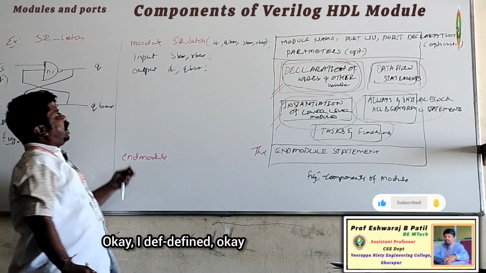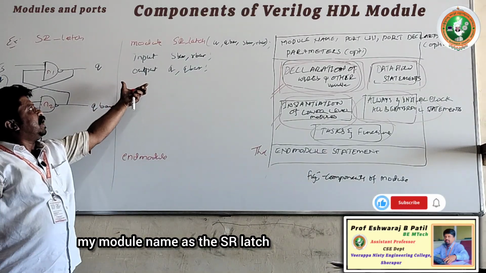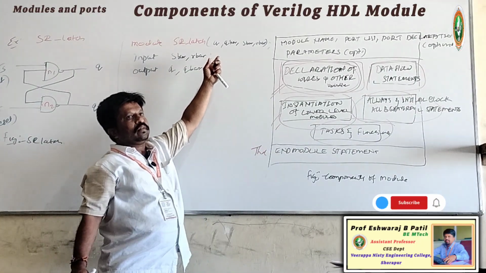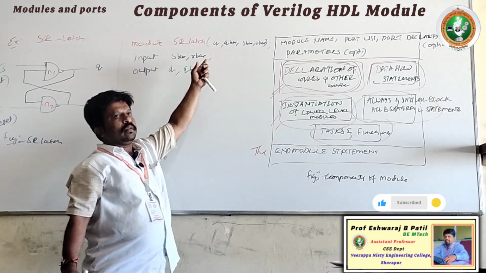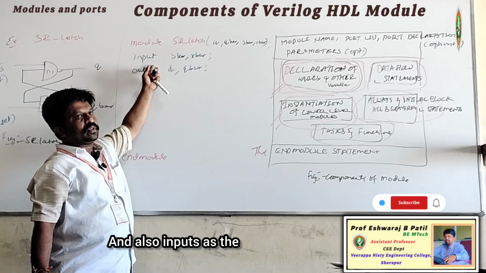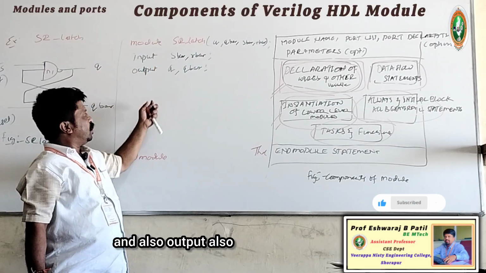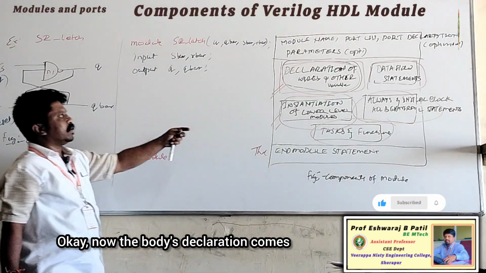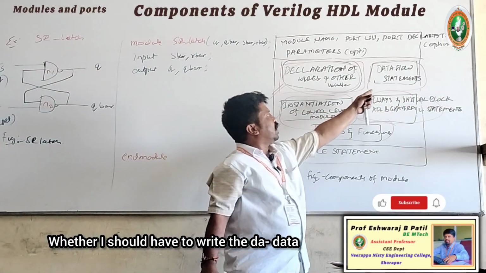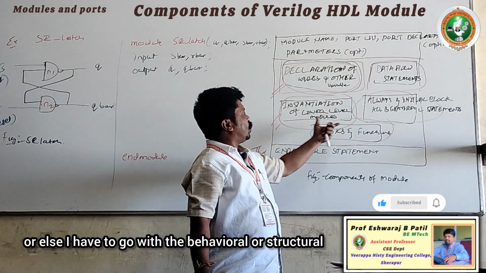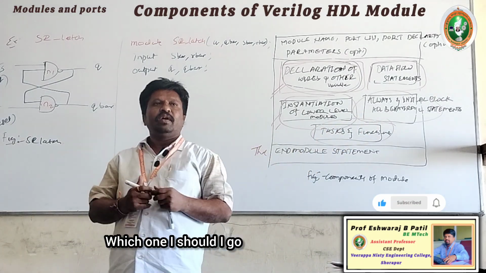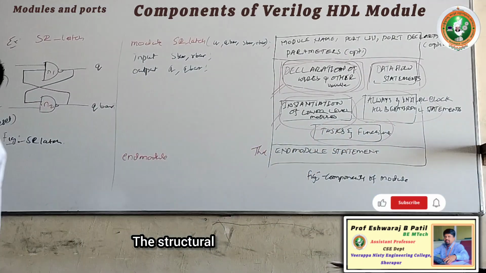Okay, I defined my module name as SR latch, and I gave the input ports and output ports. Now I have to write the program. The body declaration comes. Should I write the dataflow model, or go with behavioral or structural? Which one should I go with? The easiest one is structural.